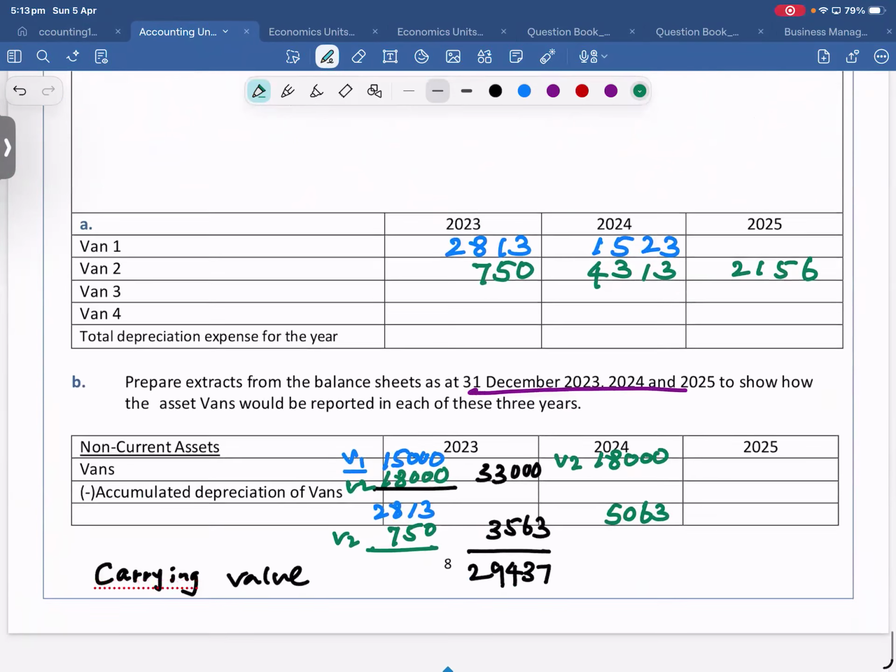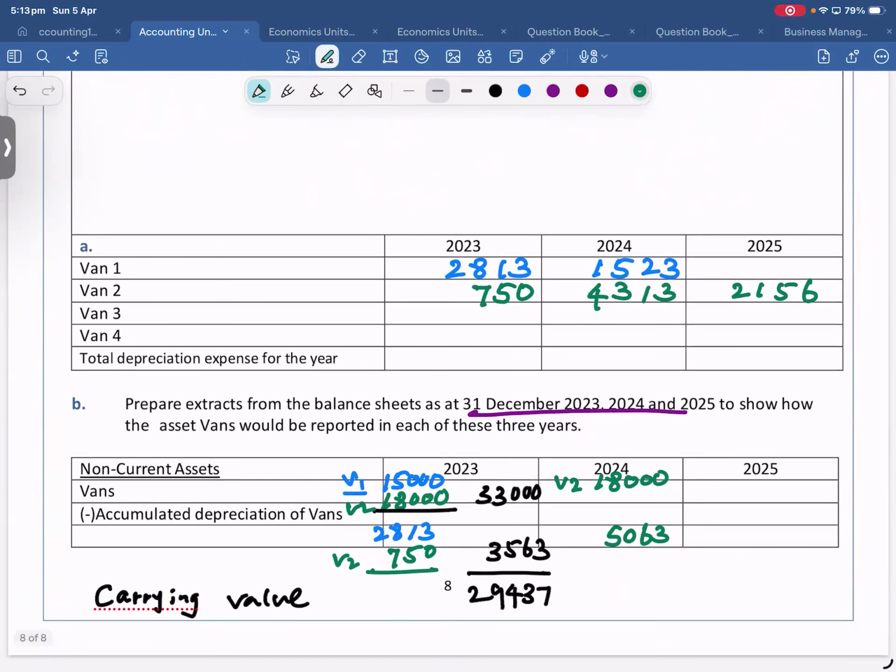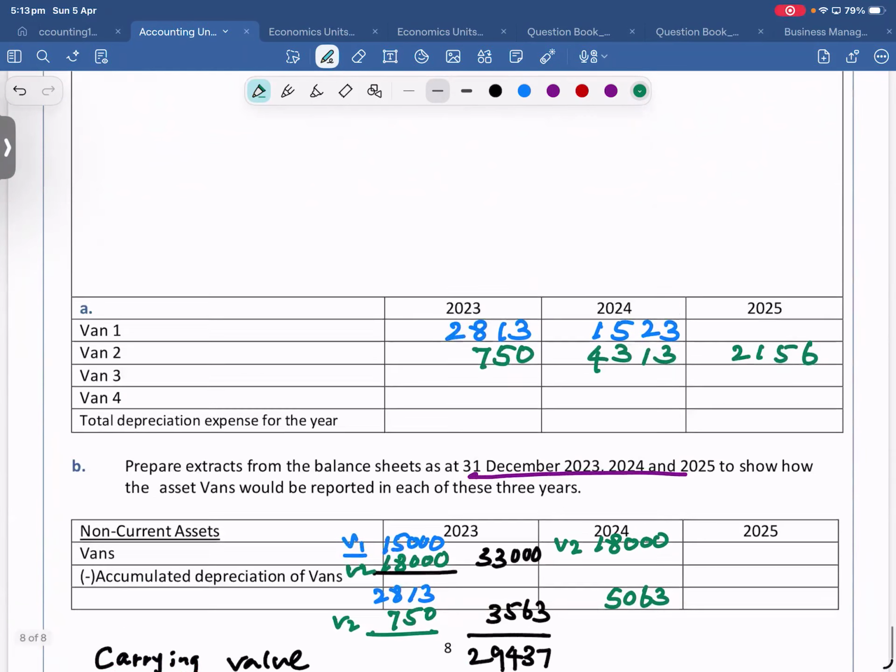Then can we include it in the balance sheet, guys, for 25? No, we can't include it in the balance sheet, okay? All right, so then we don't have to worry about that. Then we are starting van 3. Yes, van 3. I'll call it V3.